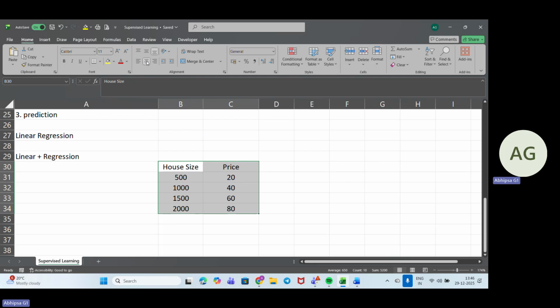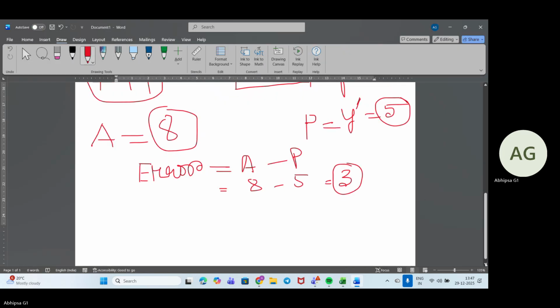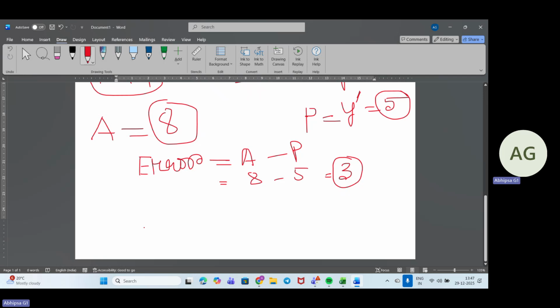Now we need to draw a graph that will give us the graphical view of house size and price, along the x-axis and y-axis. So basically, let's take my data here. Okay, fine. Let's just go here.